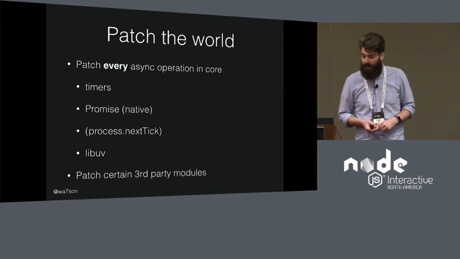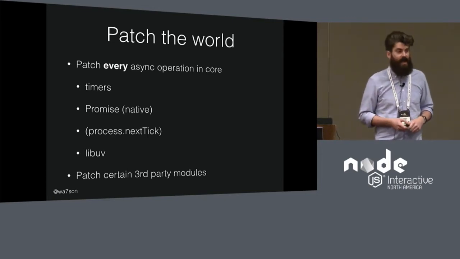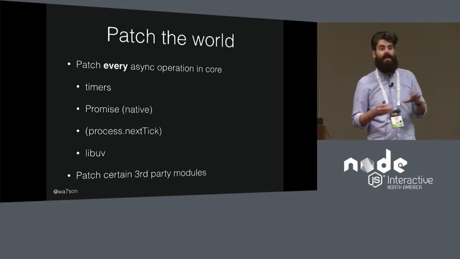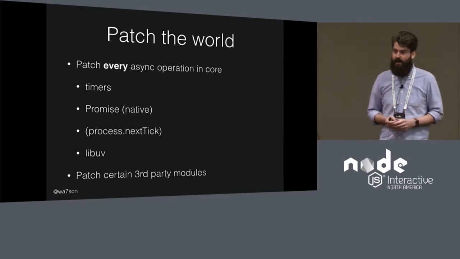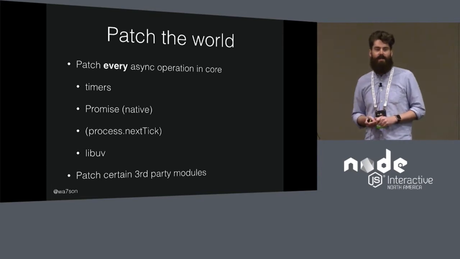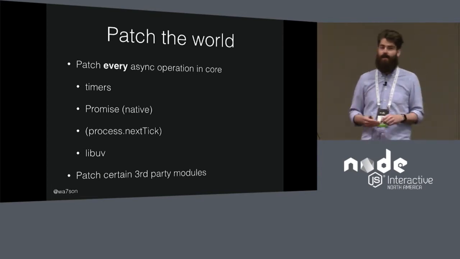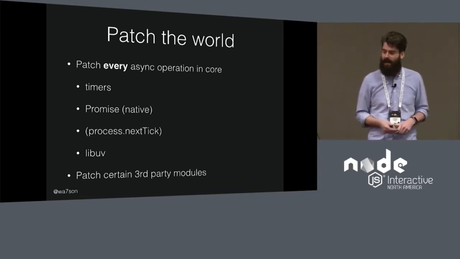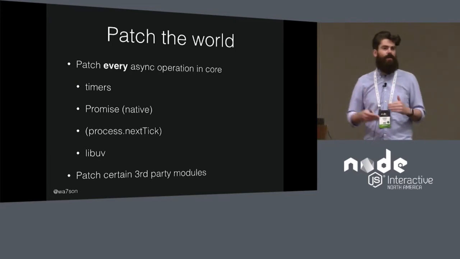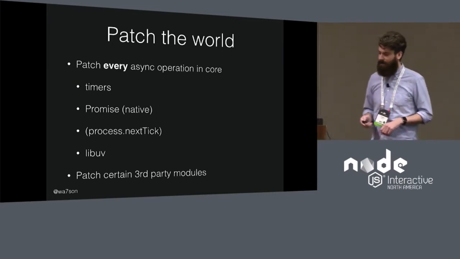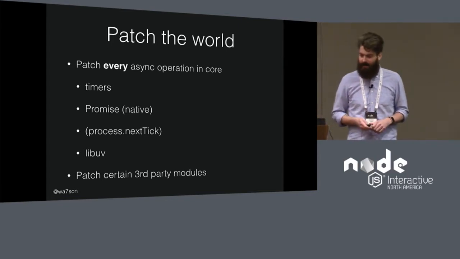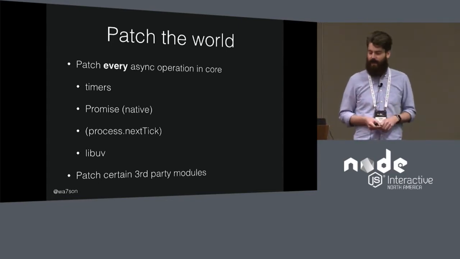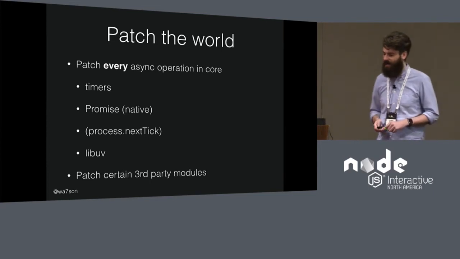We also have to patch process.nextTick, and we have to patch everything that goes on inside libuv, because libuv is the part of Node where all I/O is happening. So every time you talk to the file system, every time you talk to a TCP socket, it goes through libuv. And just one bullet here, but libuv is huge. So that's where most of the stuff we need to patch is.